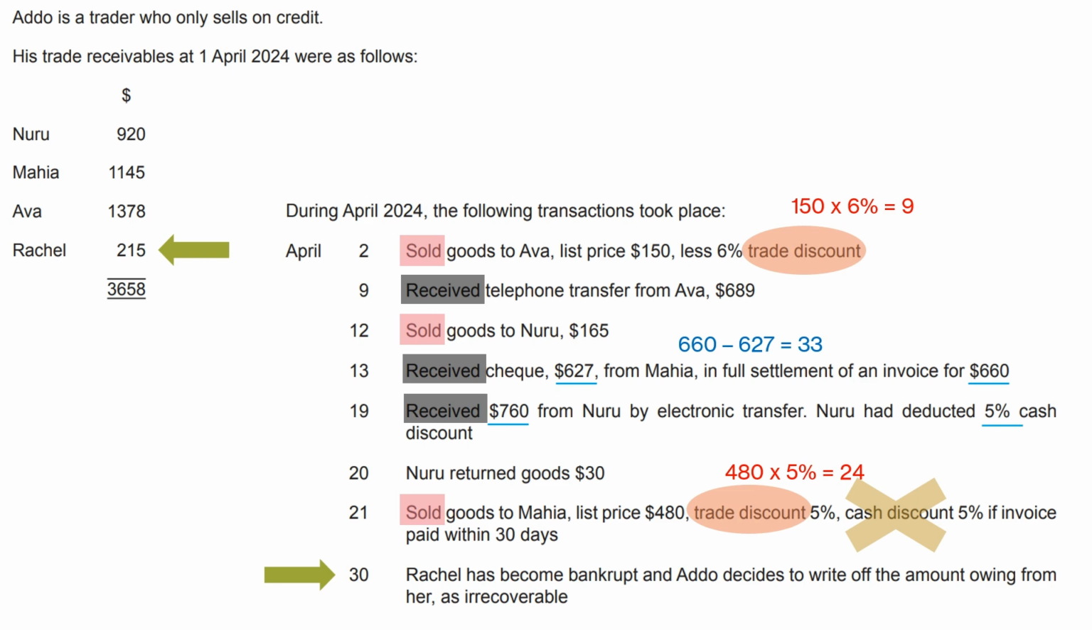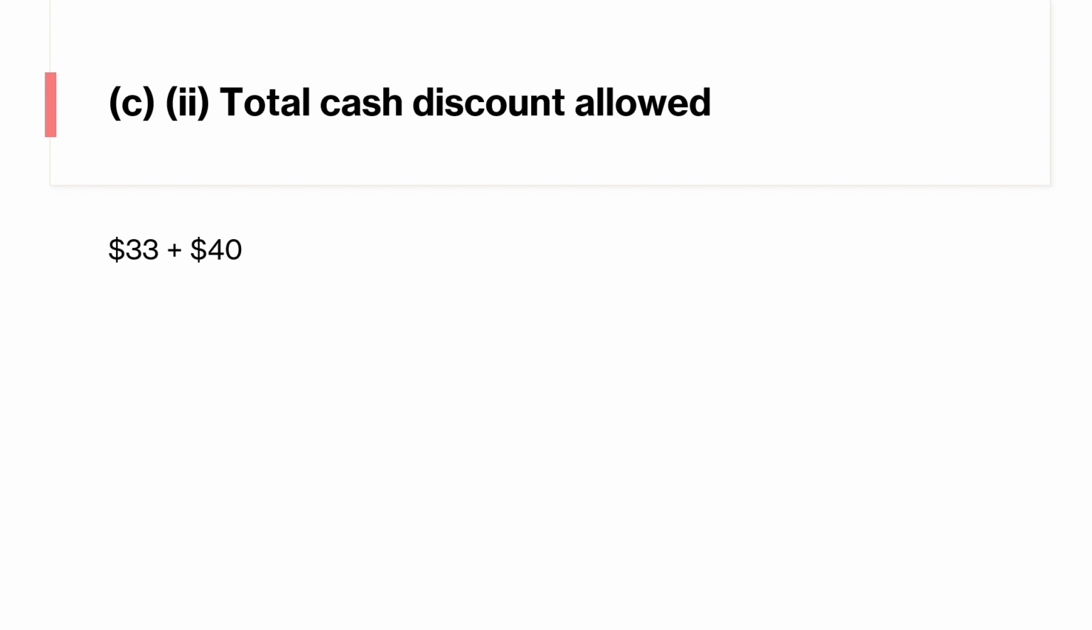So this is maths. You have to use ratios. So 760 divided by 95 times 5 will give you the cash discount of $40. So $33 plus $40 will give you $73, which is the cash discount allowed.